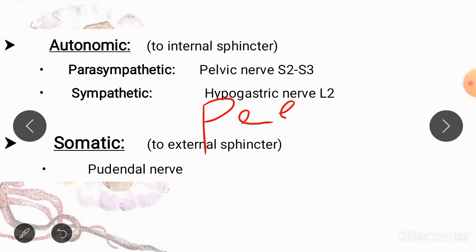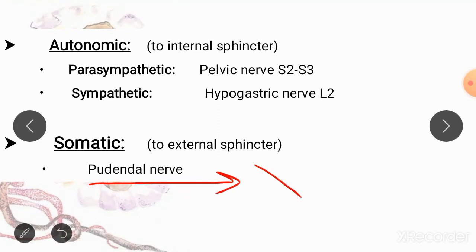It allows you to pee or micturate, as the kids call it. So you must remember that parasympathetic is involved in micturition, and sympathetic is involved with storage of urine and stops the micturition process. And the pudendal nerve, which is your somatic nerve, supplies your external sphincter, which is under the control of your higher conscious centers.